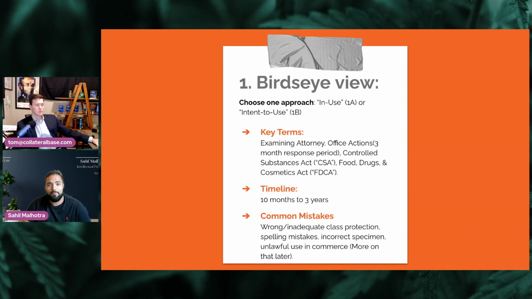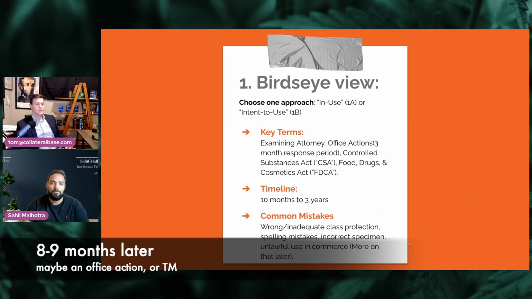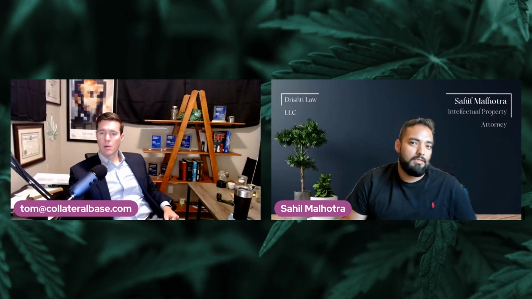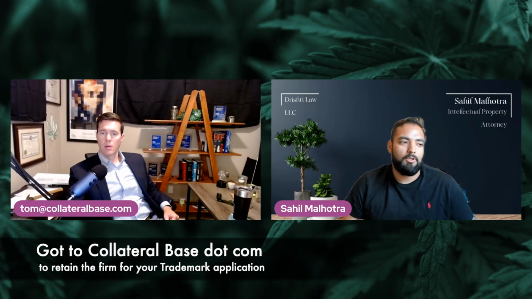Timeline for a trademark application usually takes anywhere between 10 months to 3 years. I think the backlog right now for the USPTO is listed at around about 8 to 9 months, but I'm pretty sure it's a little bit longer. So let's say you apply for a trademark application today, you're not going to see someone review your application until 10 months from now.